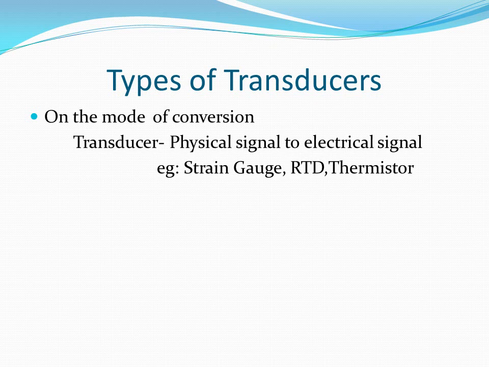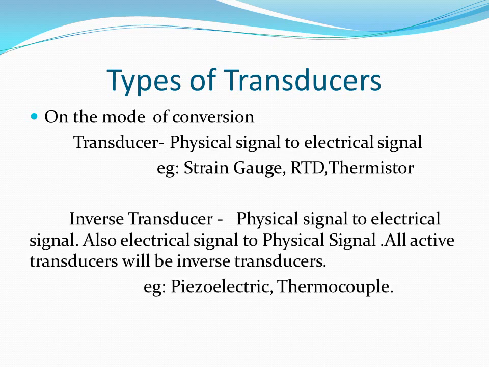For example, a strain gauge converts a strain into resistance. RTD, a resistance temperature detector, converts a temperature into a resistance. Similarly, a thermistor converts a change in temperature into resistance. So these are converting the given physical quantity into an electrical quantity. And the next one is the inverse transducer. It not only converts physical to electrical signal, but also in the inverse mode, electrical to physical signal. Usually all active transducers are inverse transducers.